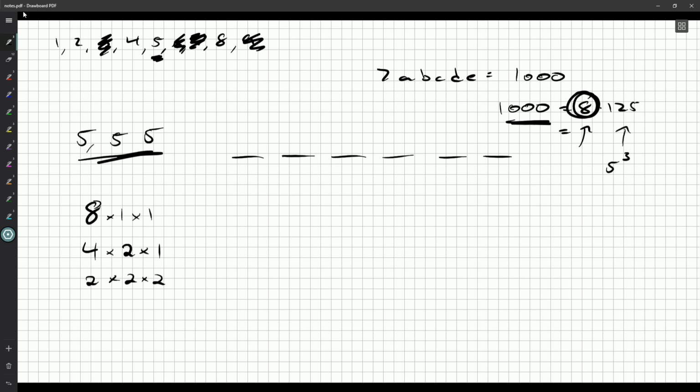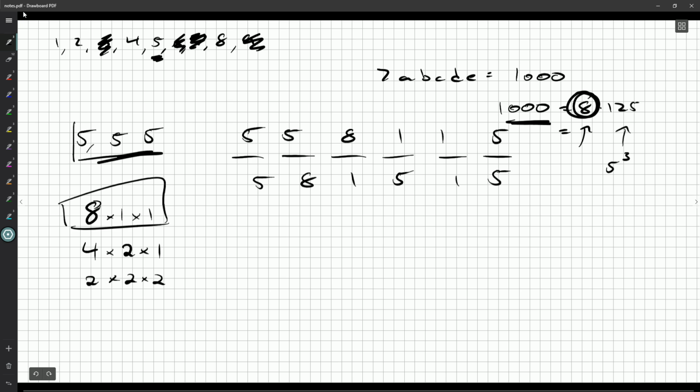Okay. So I know the ingredients. I know what digits I might need or could use. But how do I arrange them? Because, of course, 558115 and 581515, they use the same sets of digits, but they are different numbers. So, well, how the heck do we do this?